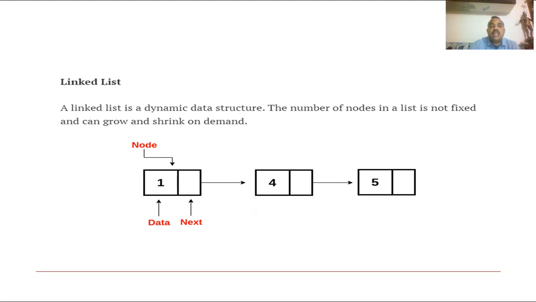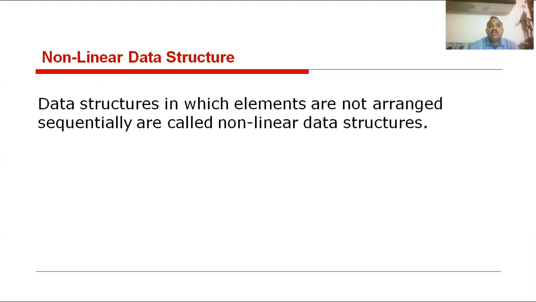Why is there no wastage of memory? Because it is a dynamic structure at program execution time. If you want to insert an element, it creates a node and inserts the given element into the node. Otherwise, it will not create a node. Clear? These are dynamic data structures: the number of nodes in a list is not fixed and can grow and shrink on demand. Clear? So then the next one is non-linear data structures.